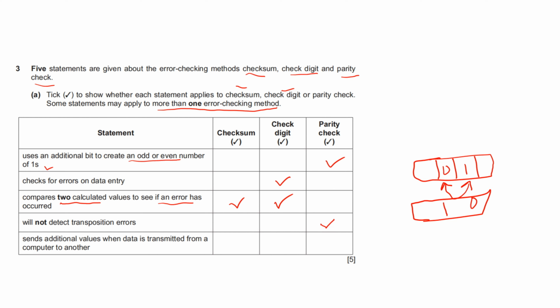And the last option is "sends additional values when data is transmitted from one computer to another." Which one sends the additional values? Checksum is used during the transmission, right? Check digit is not used in data transmission, so we'll ignore this one. And the parity check also sends additional values. It sends the parity bit, right? So these are the two correct options. Let's move to the next question.